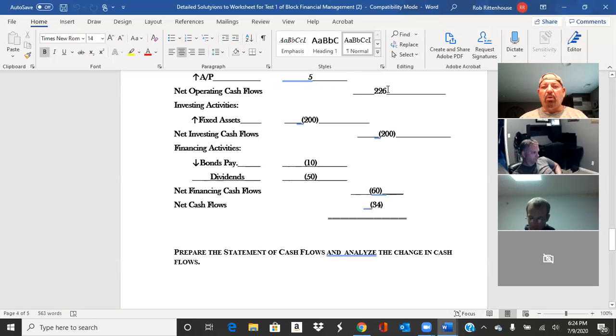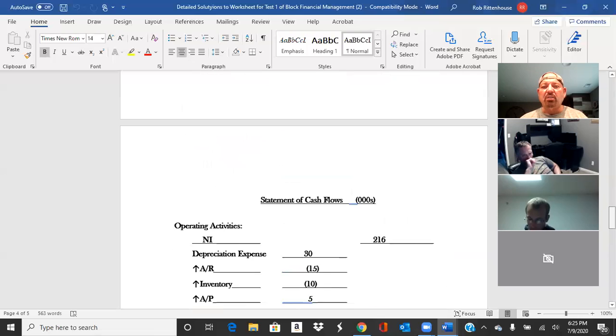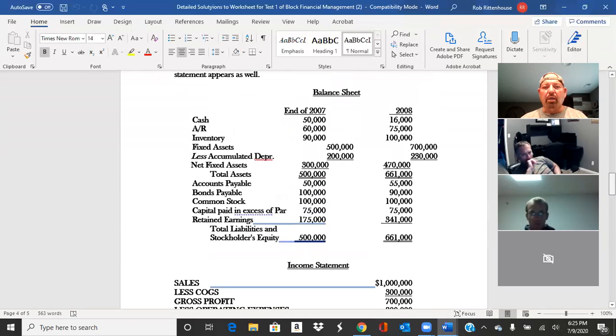Finally, if we combine the operating cash flows of a positive 226 with our investing cash flows of a negative 200 and our financing cash flows of a negative 60, that gives us net cash flows of negative 34,000. And we can always check to see if that number is correct by doing what? Looking at whether the balance of the cash account in fact went down by $34,000 from the beginning to the end of the year. And the answer is yes. 50,000 at the beginning of the year and 16,000 at the end of the year.